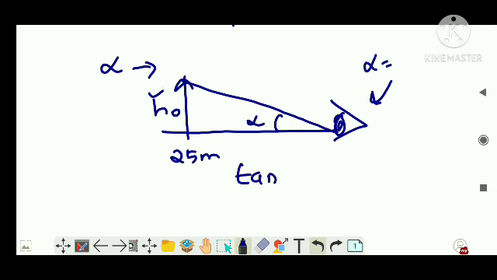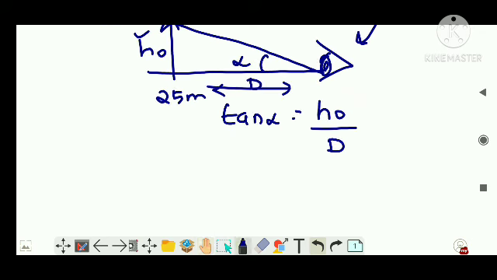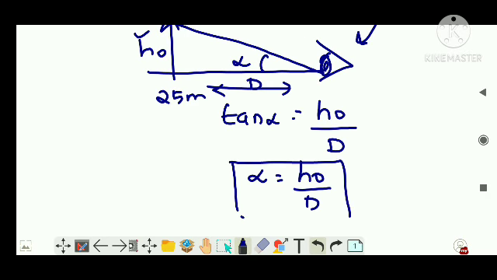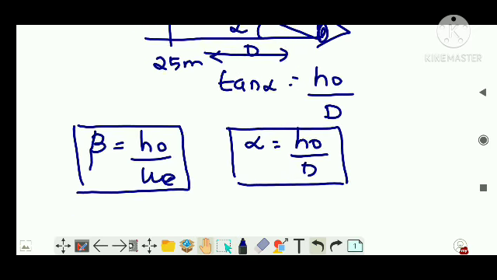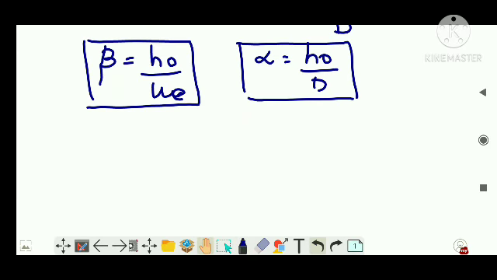See, tan alpha is equal to H naught by the near point distance, which can be written as H naught by D. Since the angle is small, in place of tan alpha I can write alpha is equal to H naught by D. So alpha is in terms of H naught, and beta also needs to be in terms of H naught itself. Even if you give the definition in terms of the image, the equation is in terms of object size.